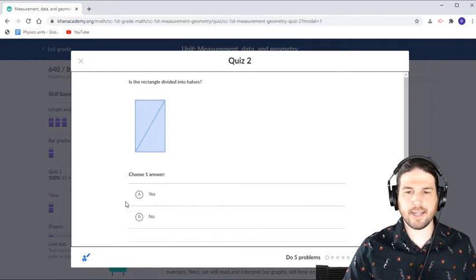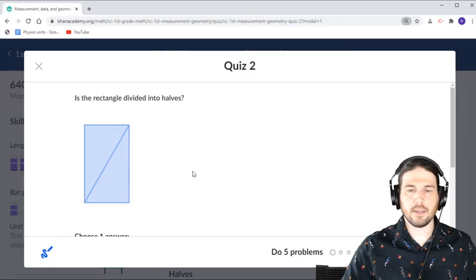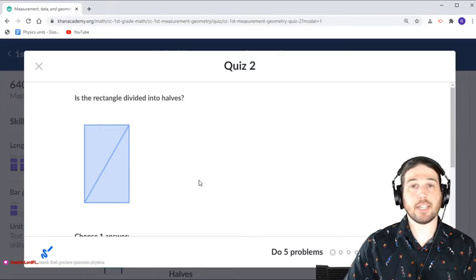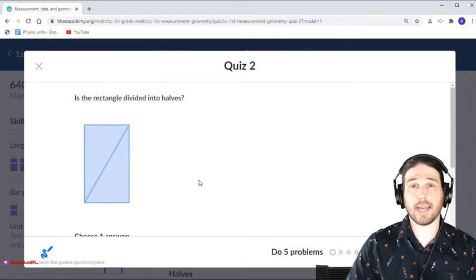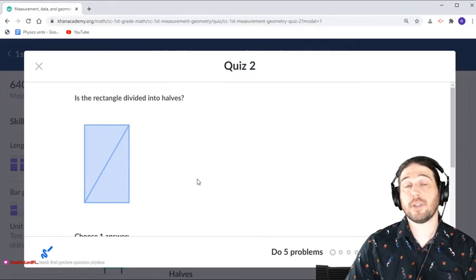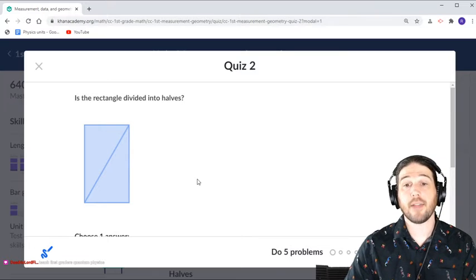Is that divided in half? Yes, it is. And let's look at this. How many different ways can I divide this rectangle in half? I can see up, down. I can see left, right. I can see 2 different diagonals. So I would say there are 4 different ways that I could cut this in half.